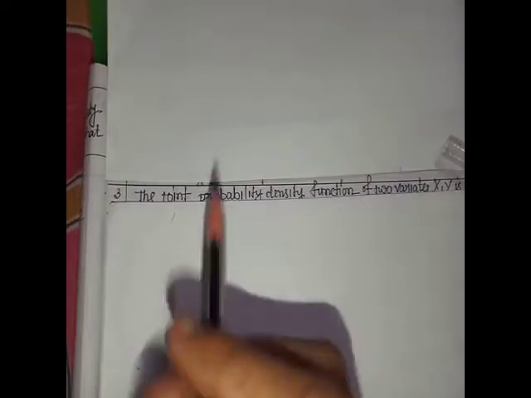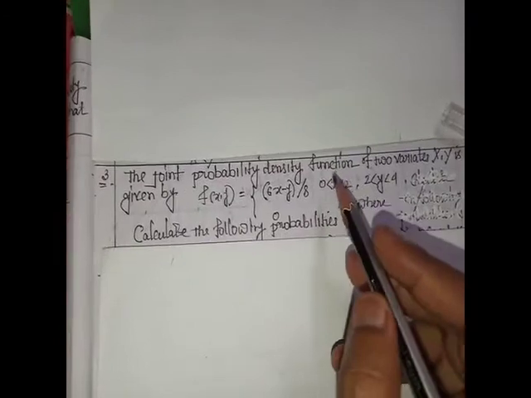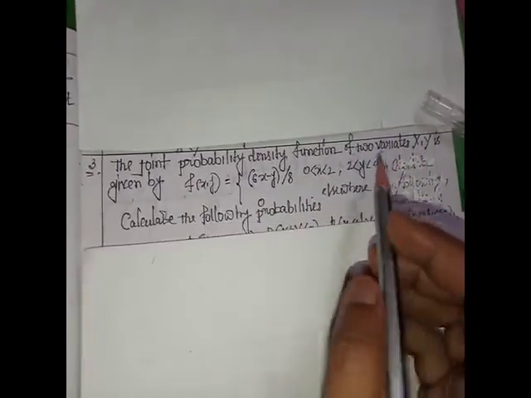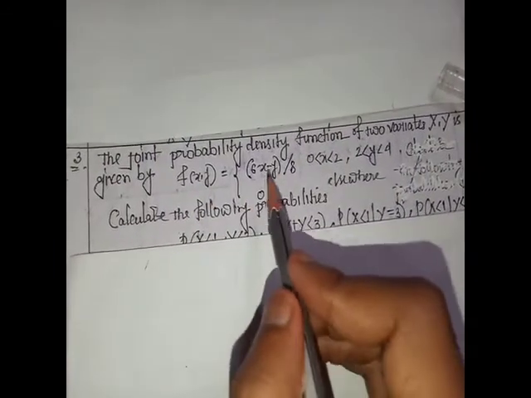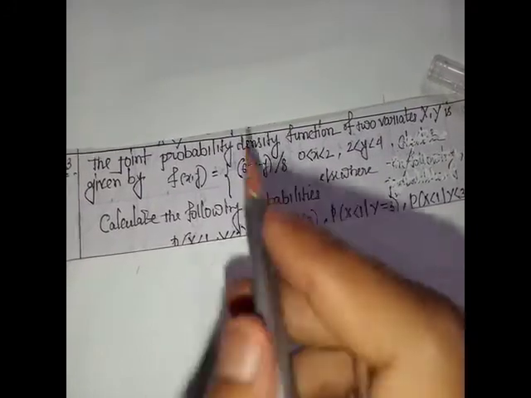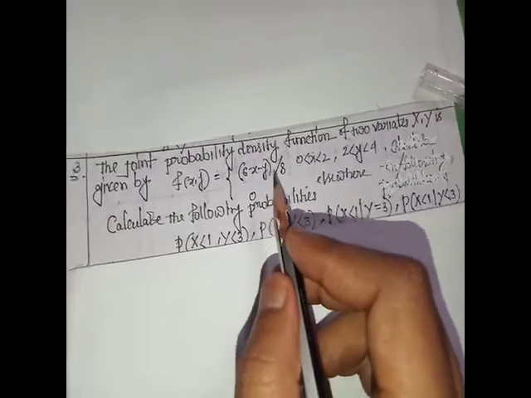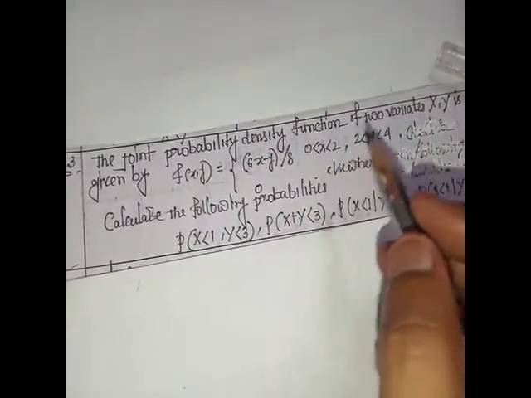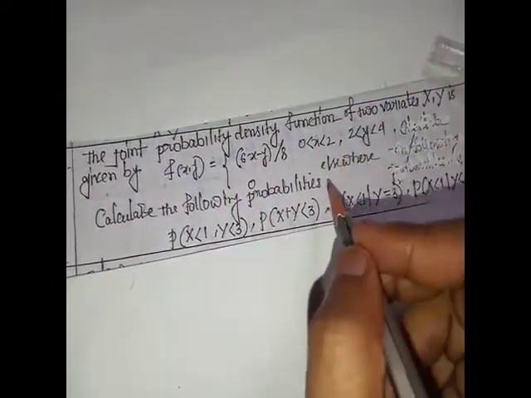Next, we discuss another problem. The joint PDF, or probability density function, of two variables x and y is given by f(x,y) = (6 - x - y)/8, where 0 < x < 2 and 2 < y < 4, and 0 otherwise.